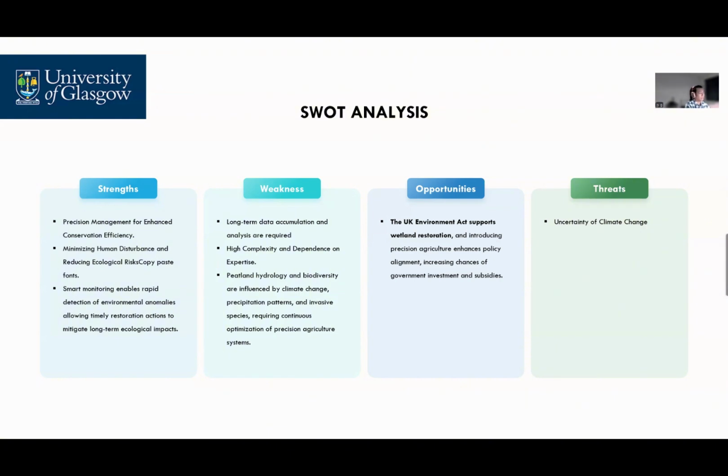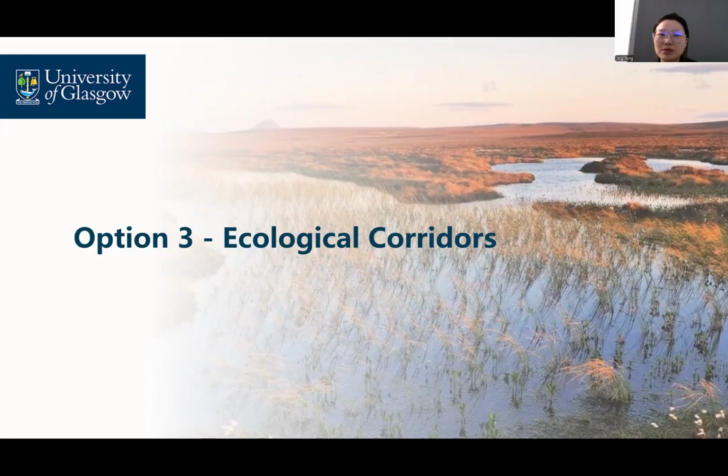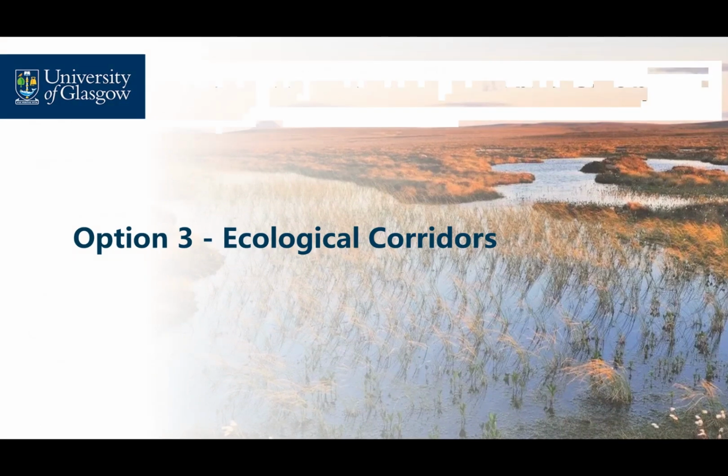The second part is weakness. Long-term data accumulation and analysis are required, and there is high complexity and dependence on expertise. Third is that peatland hydrology and biodiversity are influenced by climate change, precipitation patterns, and invasive species, requiring continuous optimization of a precision agriculture system. And the opportunity of my method is that the UK Environment Act supports peatland restoration. And the threat of my method is the uncertainty of climate change. Thank you. Next, let's see option 3, ecological corridors.